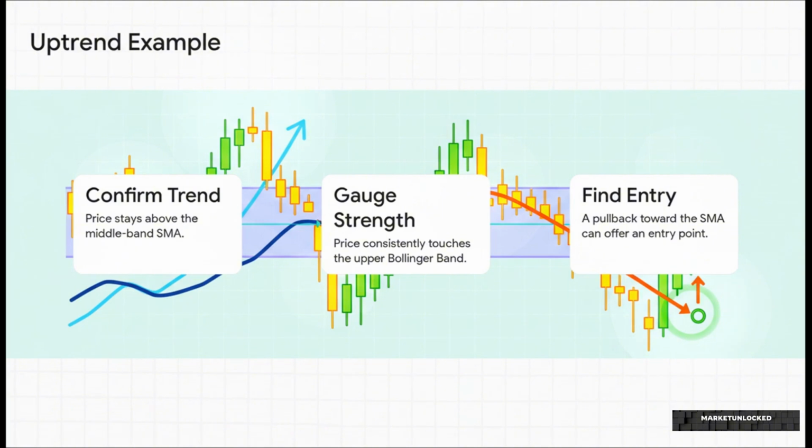Say we're in a nice, strong uptrend. First, you'll see the prices trading above that middle band SMA. That confirms the trend. Then you might see the price walking the band. That's what traders call it when it consistently touches that upper Bollinger Band. That's a huge signal of strength. So if you see a temporary little dip back towards the middle SMA, that could be a really great opportunity to jump in before the next move up.